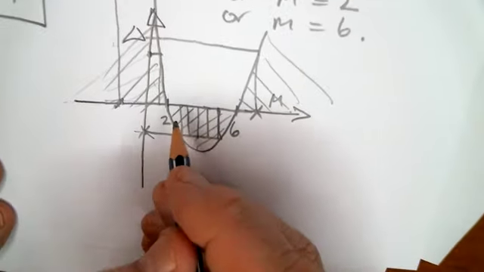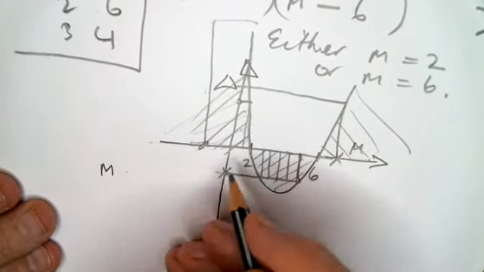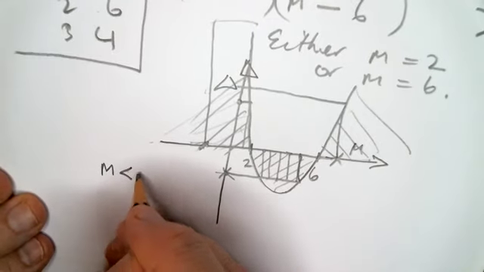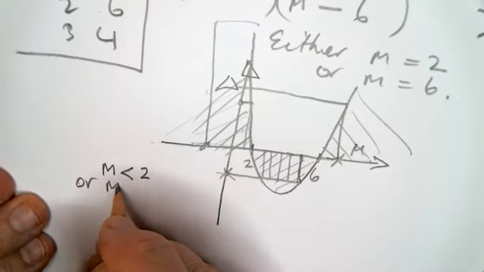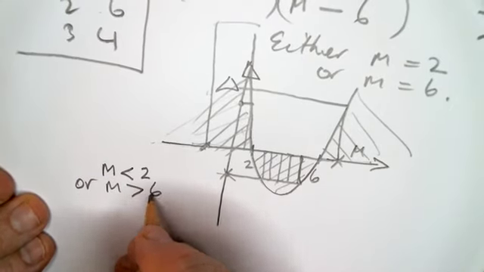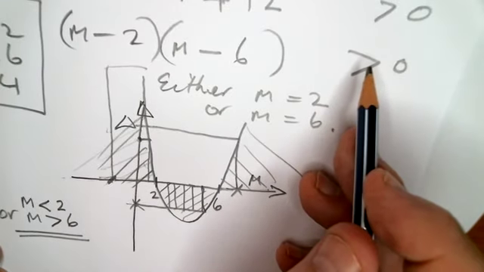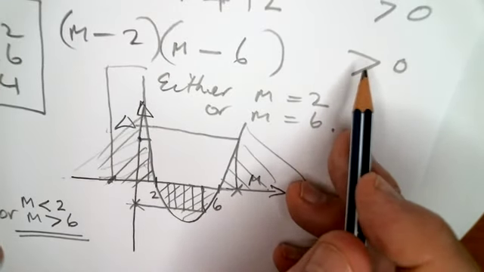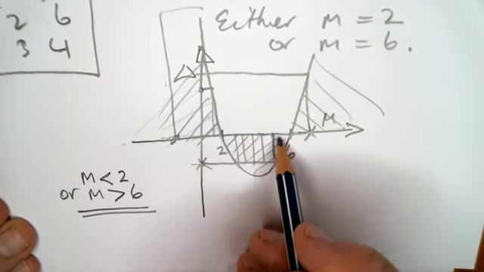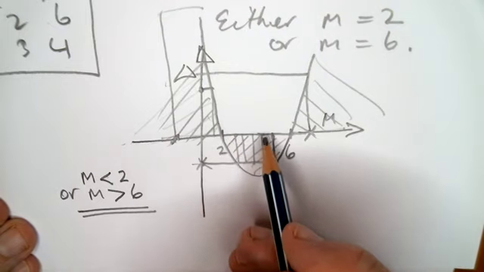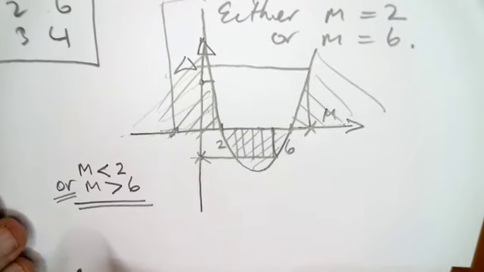So the solution is going to be m is less than 2, or m is greater than 6. Now notice, if the sign was the other way round, and we were looking for values that were less than 0, it wouldn't be 2 or 6. It would be between 2 and 6. So we just have to make sure that we make that distinction.